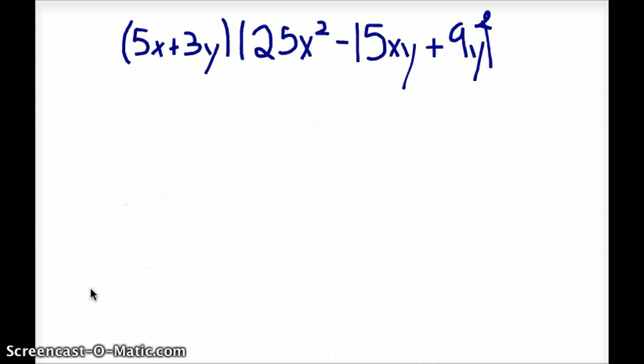So once you plug in a and b to the corresponding spot in the formula, you should get (5x minus 3y)(25x squared plus 15xy plus 9y squared).